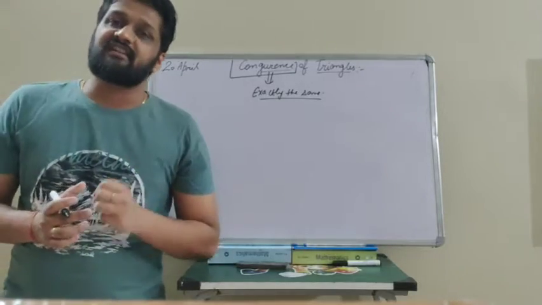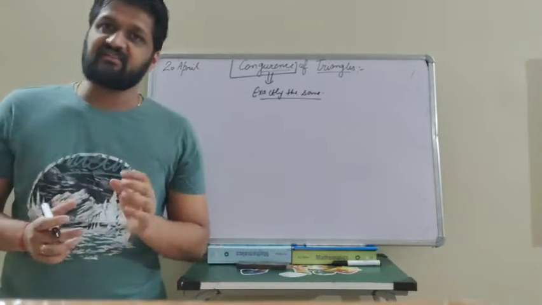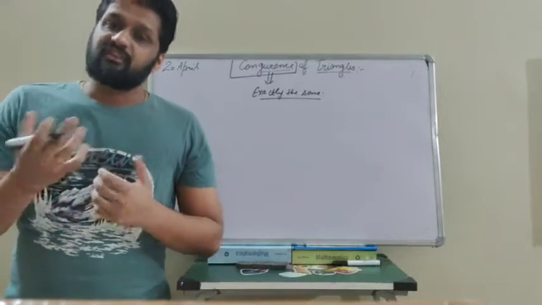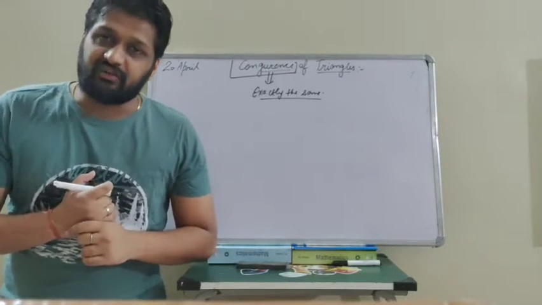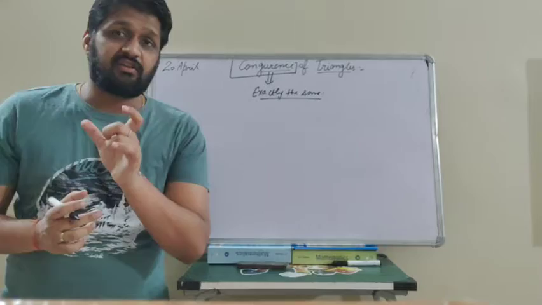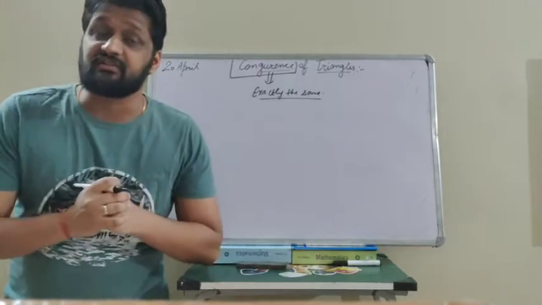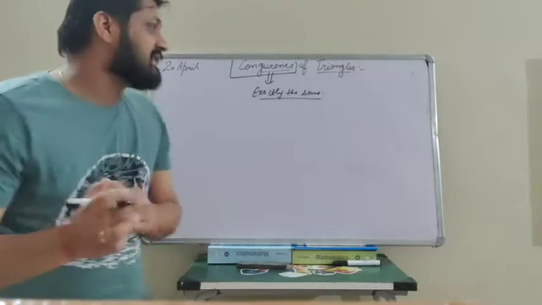So basically what we are saying here is that congruency means when two or more things are exactly identical to each other. Exactly identical to each other, we say they are congruent to each other.